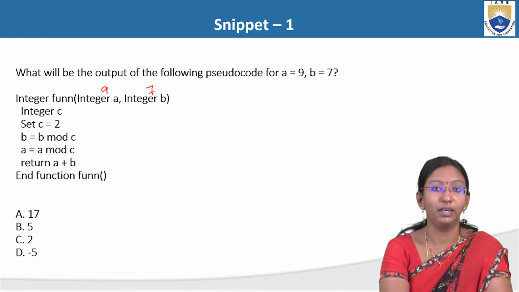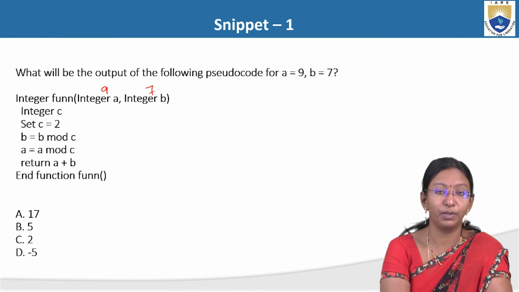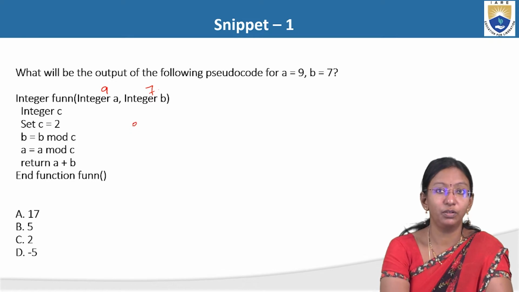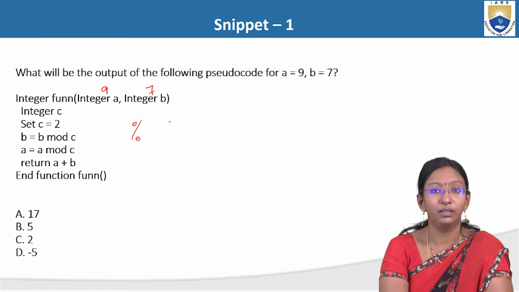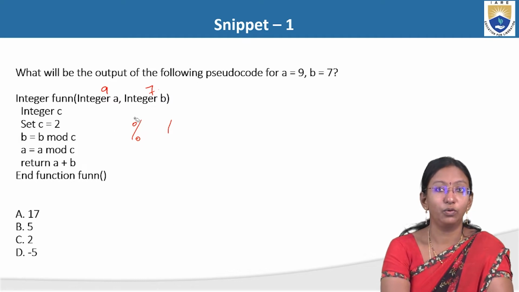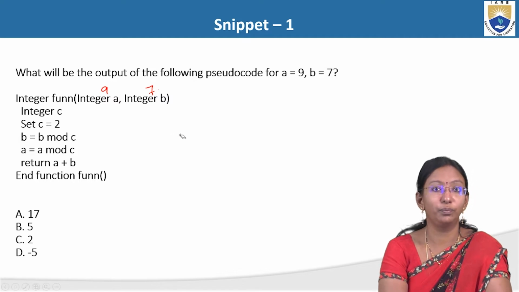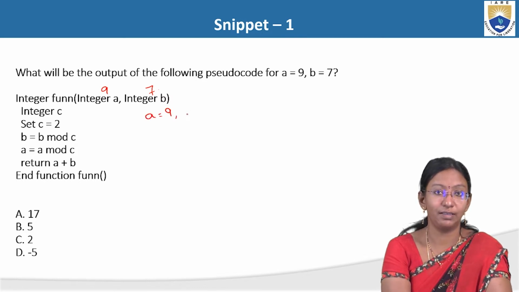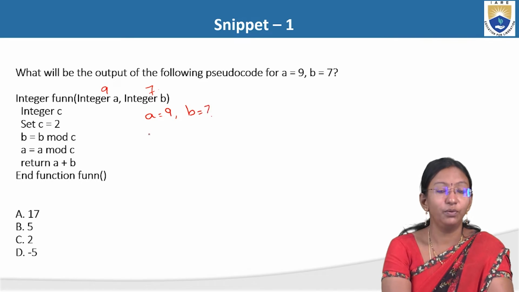Guys, here you can see that modulo division is the basic operator being used. Mod is nothing but modulo division, which is one of the outputs of a division operation. Quotient and remainder are the two outputs of any division operator, and modulo division returns the remainder. So let's start. The question itself has initialized A as 9 and B as 7, and within the function they have set C as 2.